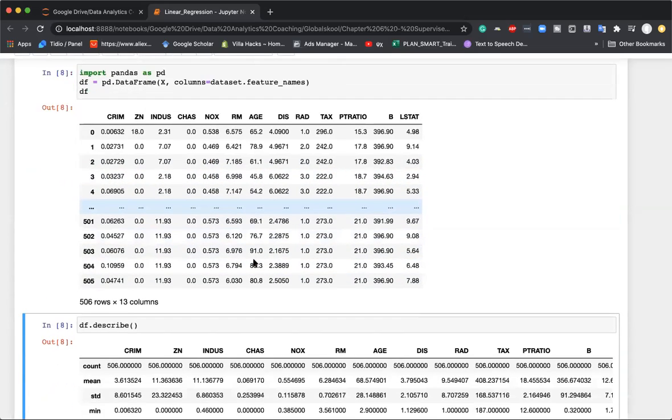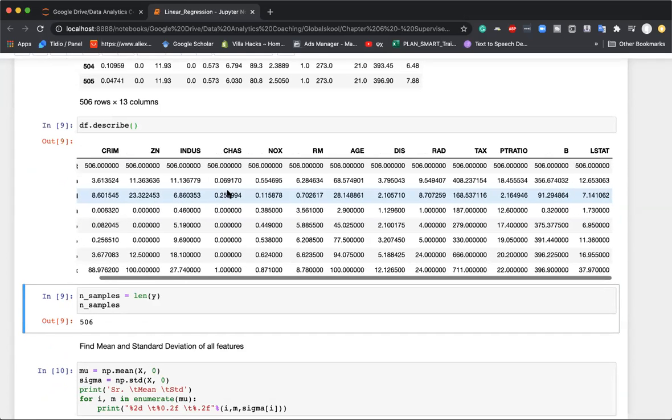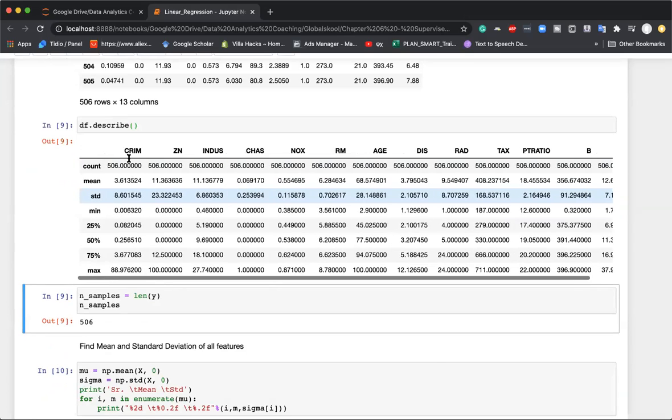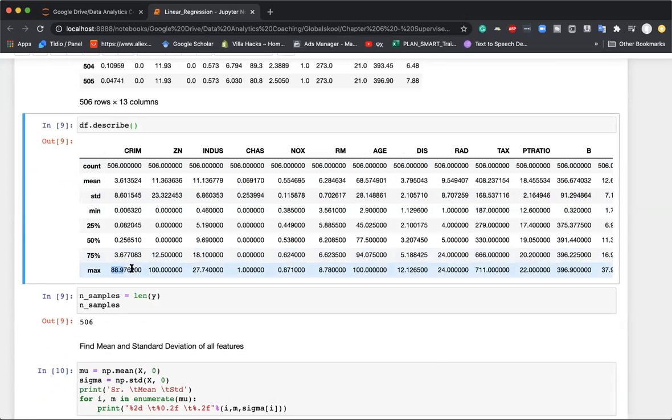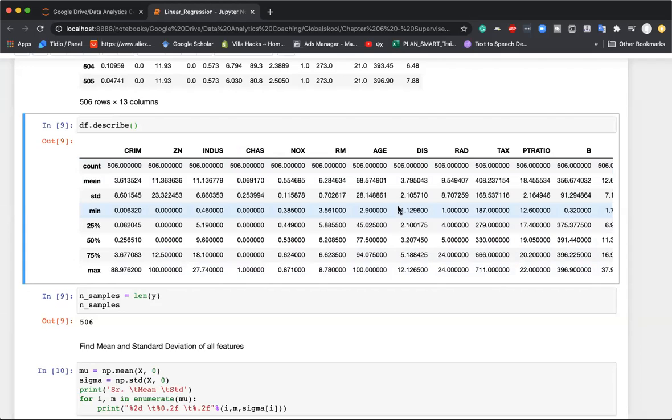Okay. If we do a describe on our data, we can see min, max and standard statistics for all of our data points. We can see crim has a maximum of 88 and a minimum of 0.006. Zn has a maximum of 100, minimum of 0. And we can see different data points have different ranges. So there is quite a big range, right? From chas, which has a maximum of 1, to tax, which has a maximum of 711. So there's a huge range in between. That means definitely we have to do some standardization.